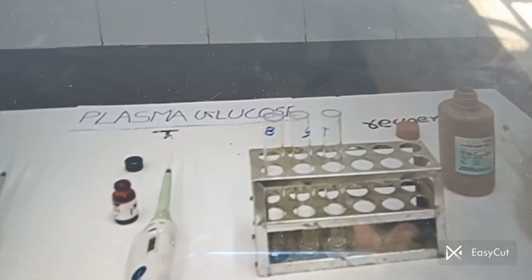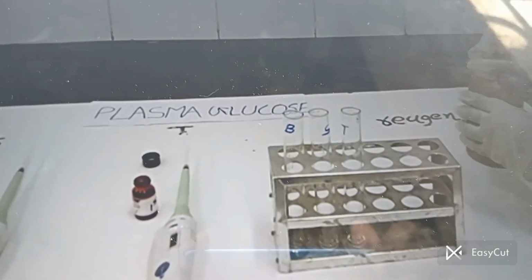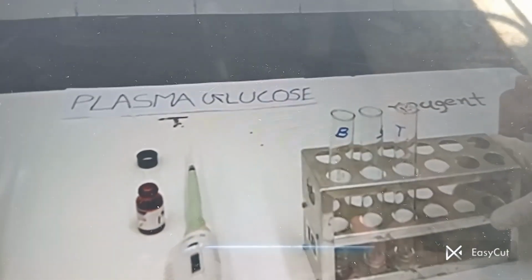After mixing, you have to keep all these 3 test tubes in the incubator for 10 minutes. So this is the incubator. The temperature of the incubator is set at 37 degrees. So you have to keep it for 10 minutes.